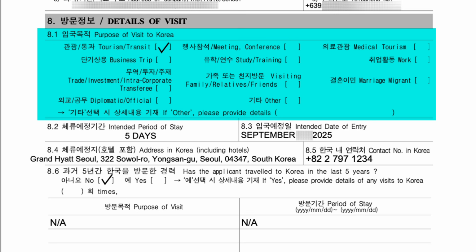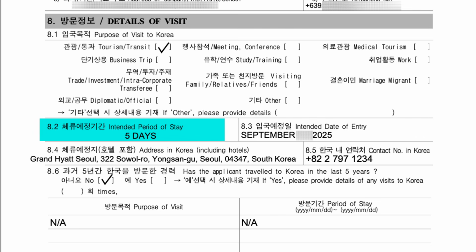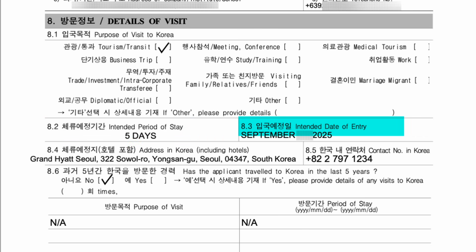Details of the visit. So, what is the purpose of your visit to Korea? On my case, tourism or transit. Intended period of stay. So, place it there. Intended date of entry. Again, no specific format naman dito. What I placed is month, day, and then year.